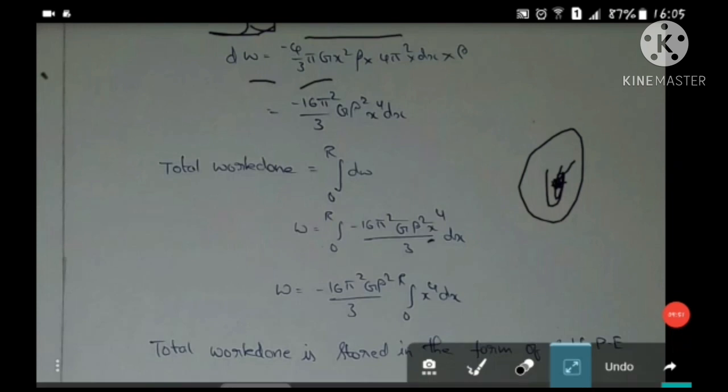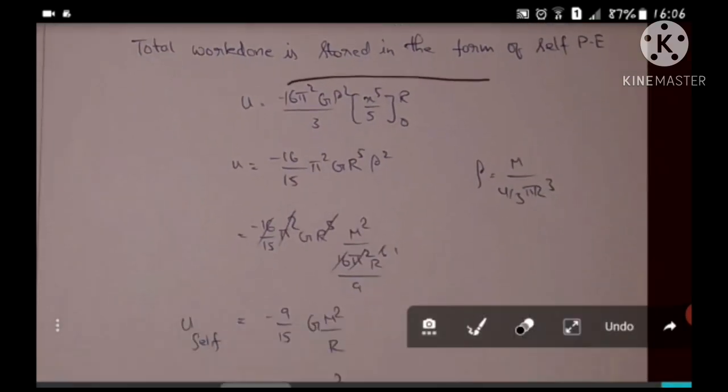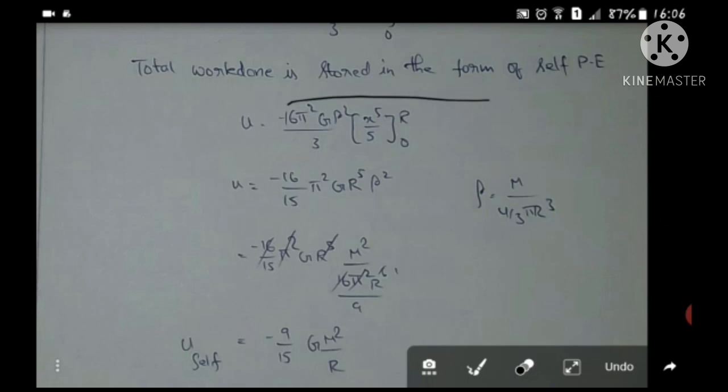Therefore W is equal to integral 0 to r of minus 16 pi square G rho square x power 4 by 3 into dx. Therefore W is equal to 16 pi square G rho square by 3, which we take outside because they are constants, into integral 0 to r x power 4 dx. Total work done is stored in the form of self potential energy. Here U is equal to minus 16 pi square G rho square by 3 into x power 5 by 5, limits 0 to r, and then U is equal to minus 16 by 15 pi square G r power 5 rho square.